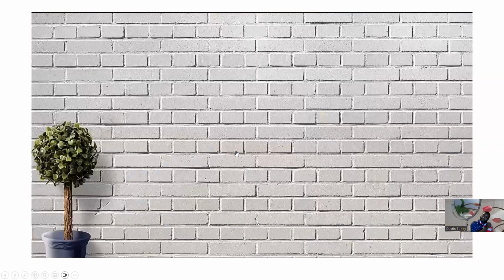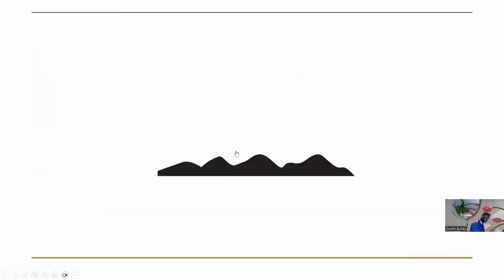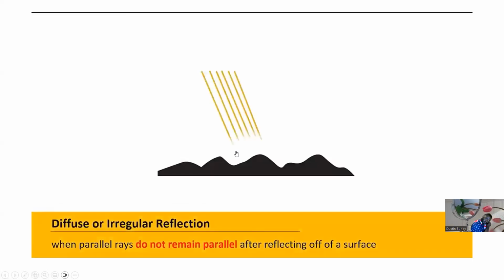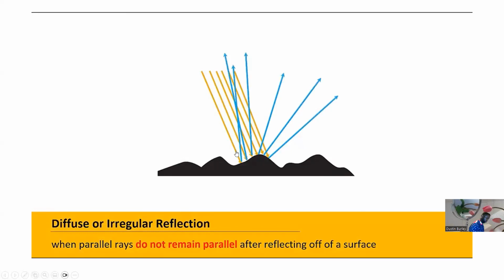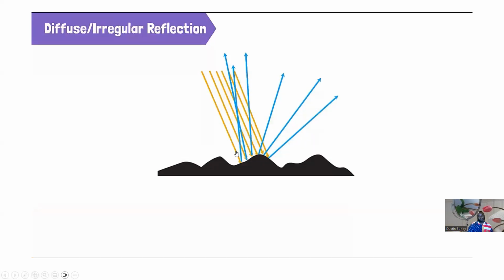On the other hand, the surface of a paper or wall is not smooth. If we look closely at the surface of a wall, we can see the roughness of the surface. Sometimes, the roughness is not visible, and we need a microscope to see it. When a parallel beam of light falls onto such a rough or irregular surface, the reflected rays do not remain parallel after leaving the surface. This type of reflection is called an irregular or diffuse reflection of light.